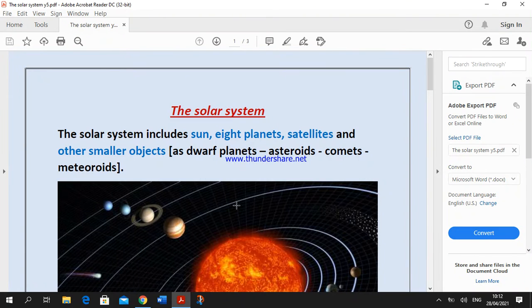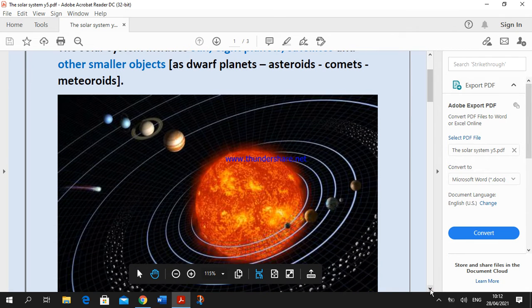Chapter 6, what's the solar system? The Earth is part of the system in space called the solar system. The solar system includes, number 1, the Sun, number 2, 8 planets, number 3, satellites and other smaller objects such as dwarf planets, asteroids, comets, and meteorites. Look at the figure in front of you.